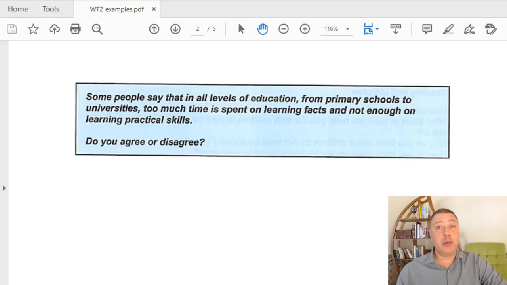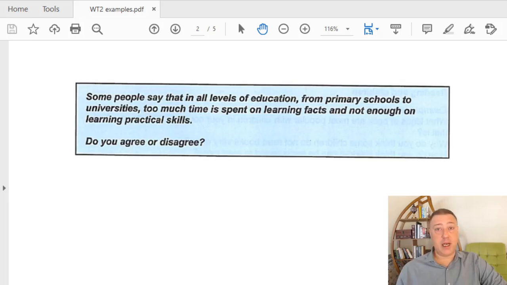So first of all, do you agree or disagree? We can say, I completely agree, or I completely disagree. So that wording works with this type of question. Now, what is it that we're agreeing or disagreeing about? Learning facts versus learning practical skills. Practical skills are things like learning how to cook, how to do automobile repairs, how to be financially literate, how to use a spreadsheet on a computer. So these kinds of practical skills that people would find useful in their life.